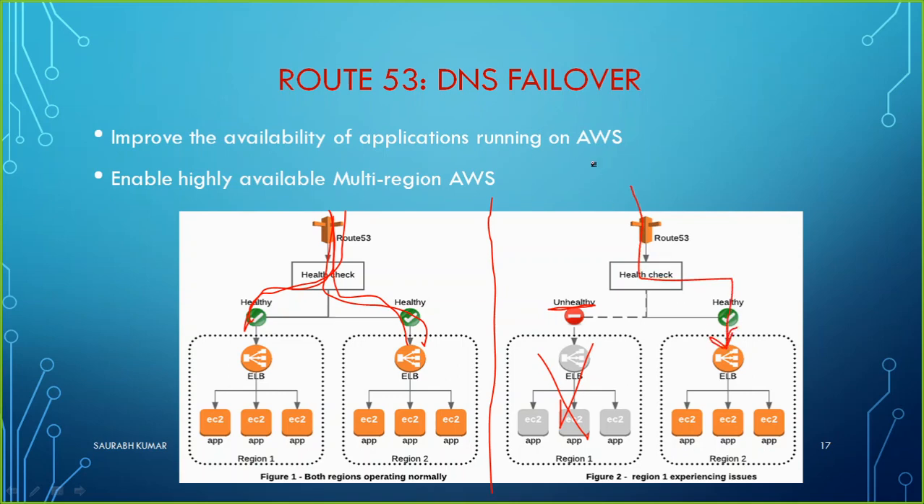So this mechanism is called failover. Even if your entire region fails, your service is still available with the help of a different region. So it improves the availability of applications running on AWS, plus it enables highly available multi-region AWS. As I told you, it can be available on multiple regions as well as on multiple availability zones.